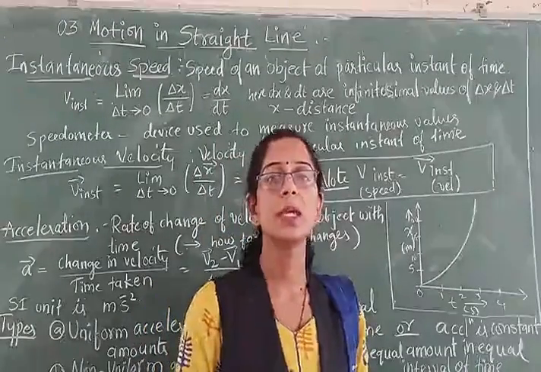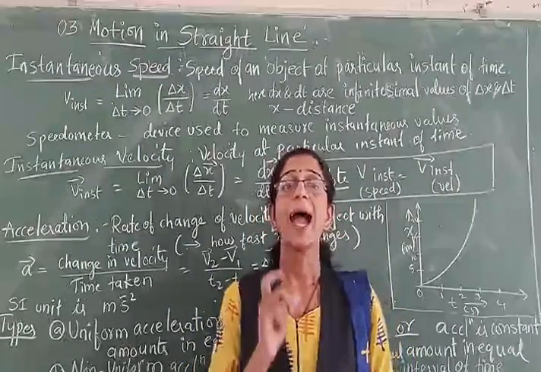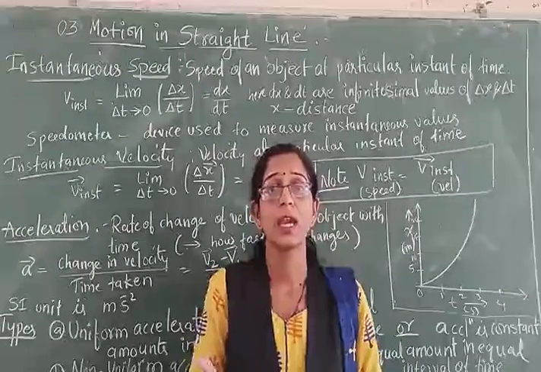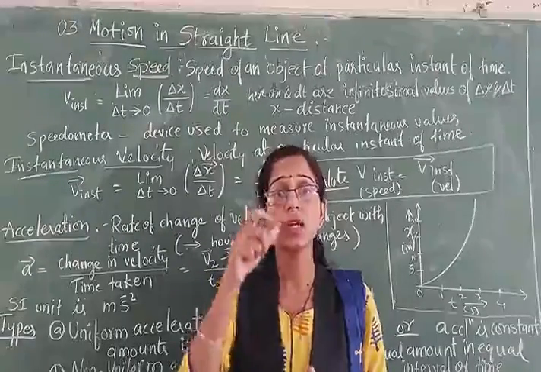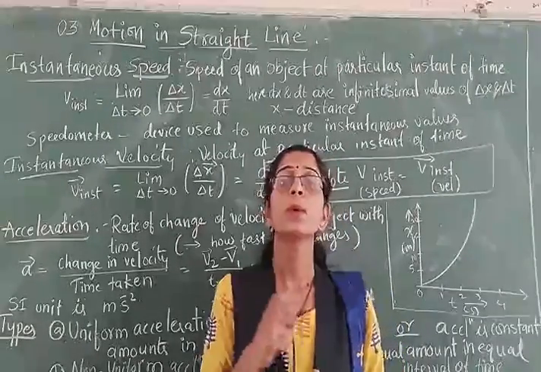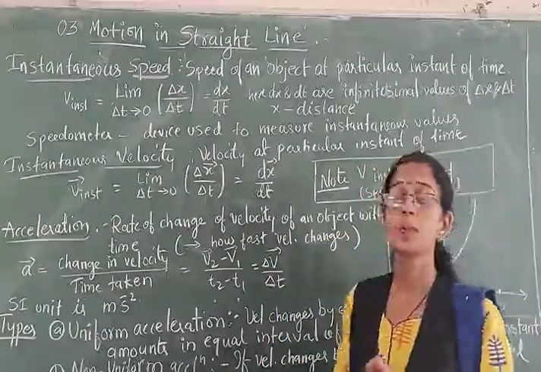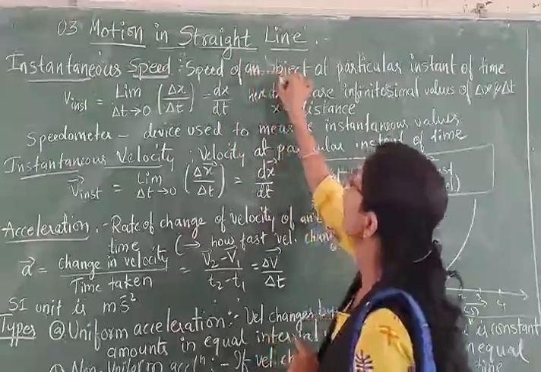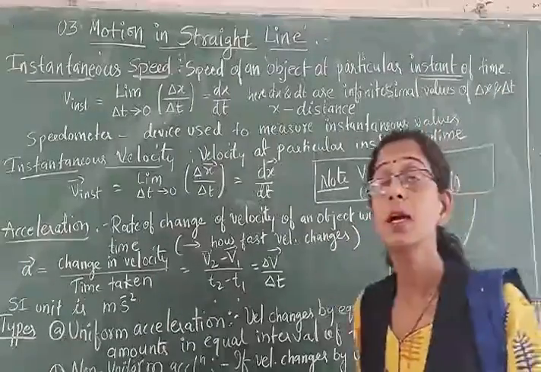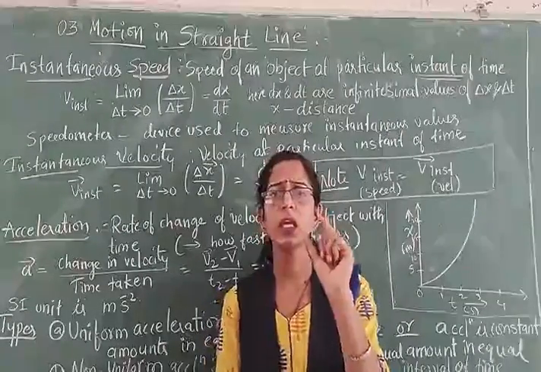Instantaneous speed is nothing but the speed of a particular body at a particular instant of time. At the 4th second, at the 5th second, at 1 hour, at a particular time, how fast or how slow the object is moving. That will be represented by what? The instantaneous value of speed. So instantaneous speed can be defined as the speed of an object at a particular instant of time. So here the time interval will be equal to 0.